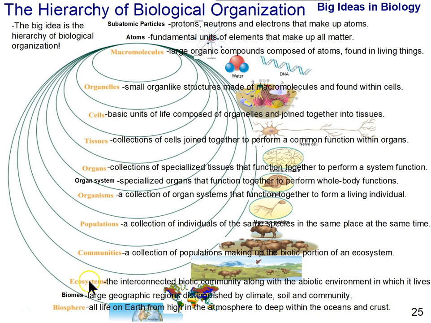And then ecosystems come together to form biomes, which are these vast regions on the earth that are determined by climate and soil and the communities that live there. And then biomes come together and form the biosphere, representing all life on the planet. So that's the hierarchy of biological organization, kind of represented here in concentric circles.